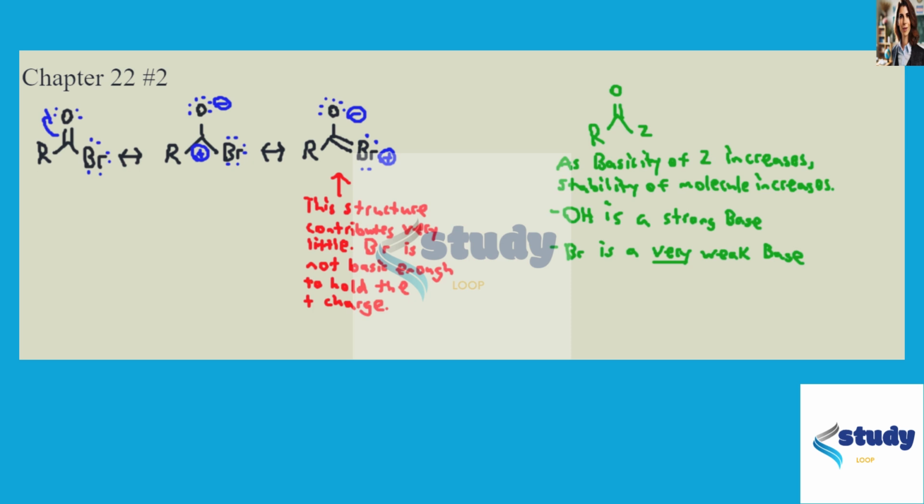This is the answer to Chapter 22, problem number 2 from the Smith Organic Chemistry textbook. This problem is asking us to draw all the resonance structures of an acid bromide, and then to talk about whether or not an acid bromide is more stable than a carboxylic acid due to resonance.